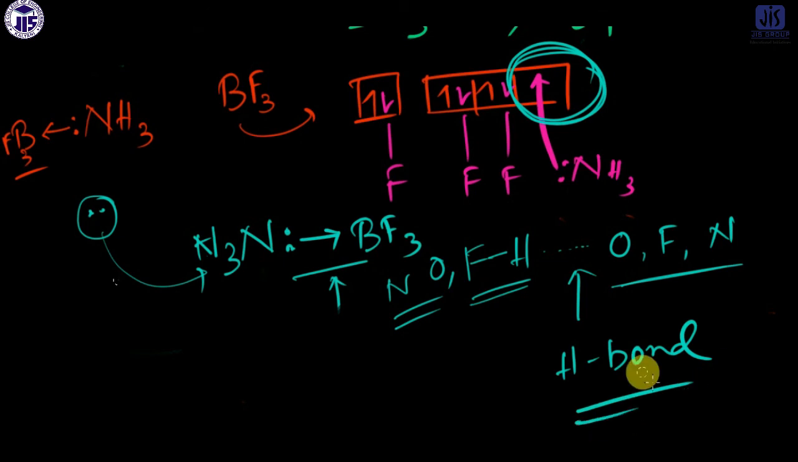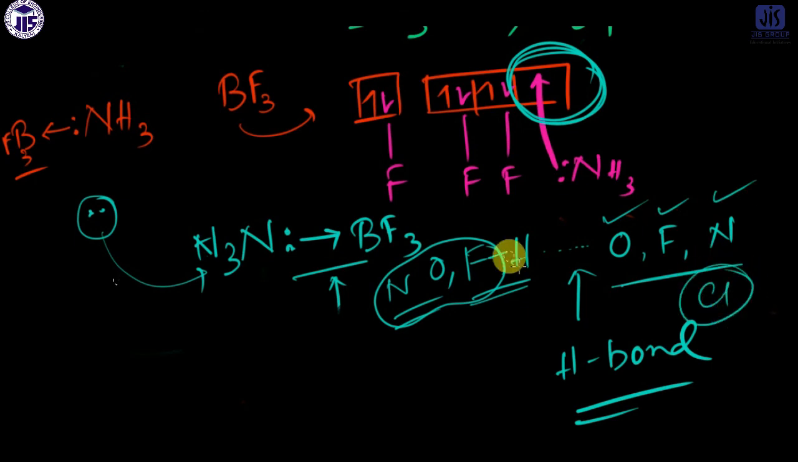So what is the hydrogen bond? Hydrogen, when it is attached with a very electronegative atom, then it forms a weak interaction with mainly oxygen, fluorine and nitrogen, and in some cases Cl also, chlorine also. This kind of bond is actually called hydrogen bond.